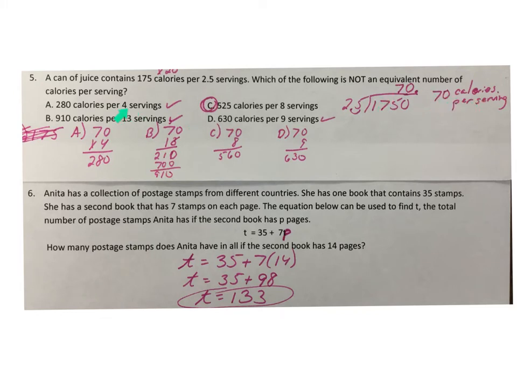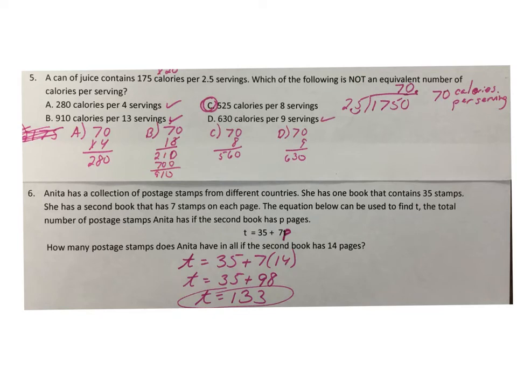So now we go through and we say, hey, letter A, 4 servings. So 4 times the 70 will get you 280, and that is correct. 70 times the 13 servings will get you 910, and that is correct. But if I multiply 70 times 8, because this is per serving, you get 560. So you know that one is incorrect, meaning not an equivalent number.